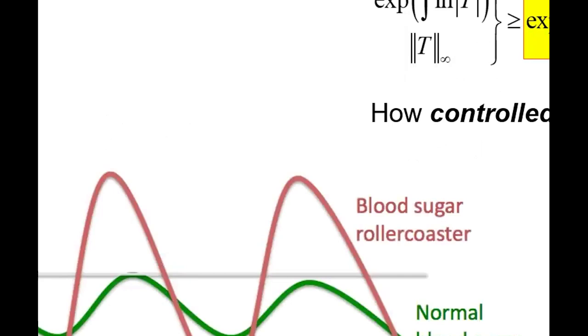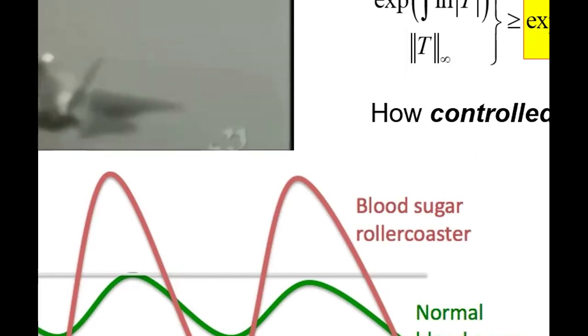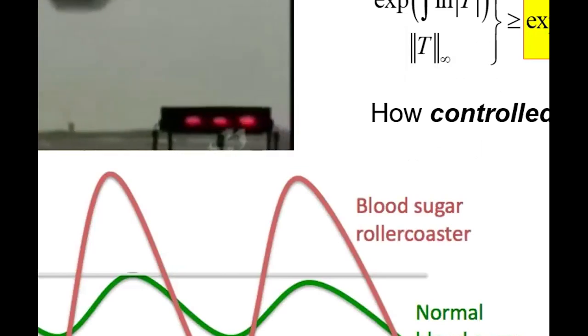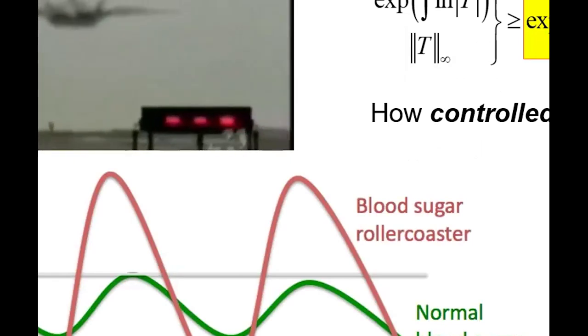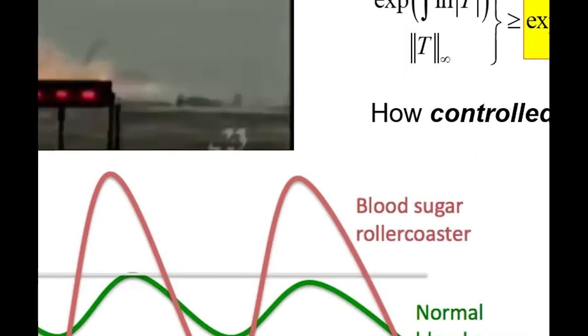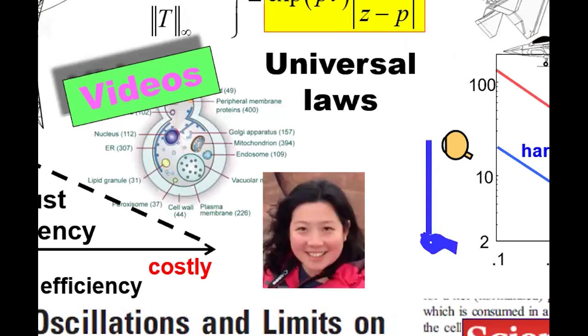And here's an example of what can go wrong. This is normal blood sugar, and this is a blood sugar roller coaster that's caused by degradation in your control system. What kind of degradation in this case? That's another hour. Okay. This is an airplane. It oscillates before it crashes. Power grid, glycolytic oscillations. Yeast glycolysis oscillates. Why? No idea.